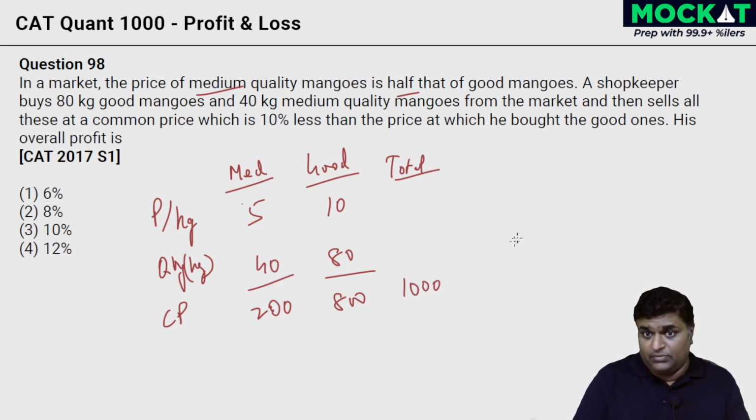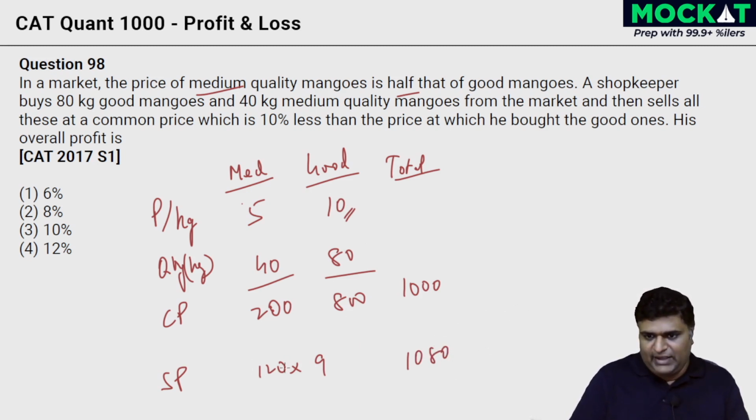Sum of these two. Now, all of these are sold at a common price, which is 10% less than the price at which he bought the good ones. Okay, what is the selling price over here? Total is 120 kg. 120 kg is being sold at a price which is 10% less than this. 10% is 1/10 of this, 1 rupee. 1 less than 10 is going to come to 9. 120 into 9 is nothing but 1080. Overall selling price over here is 1080.